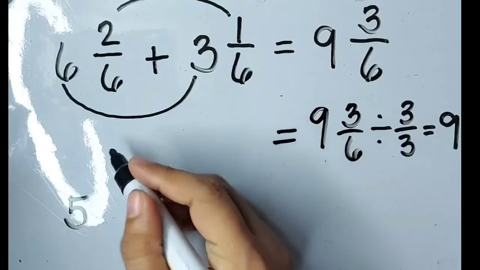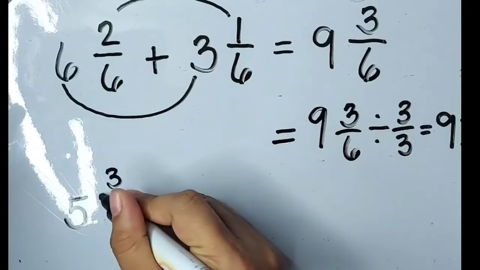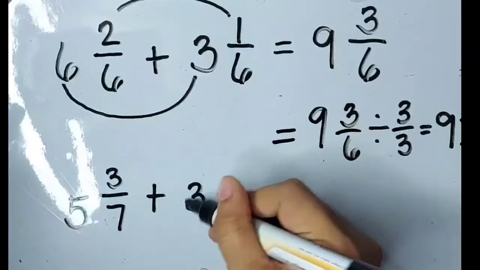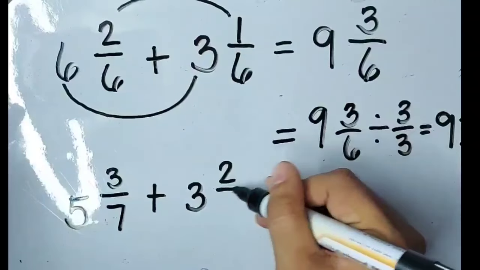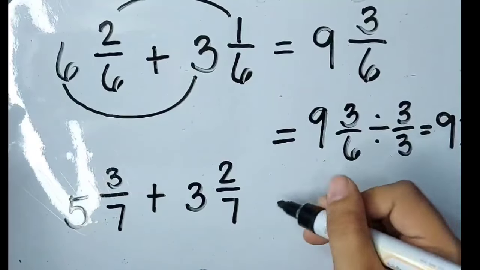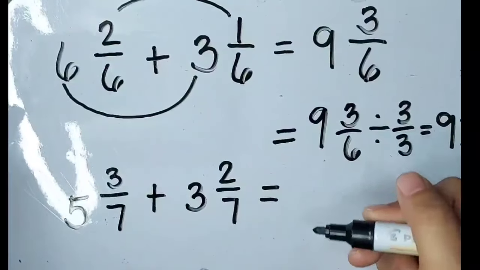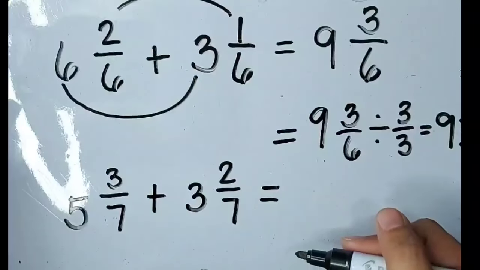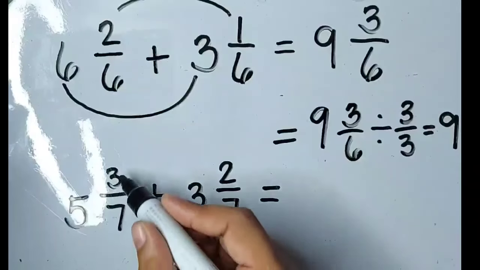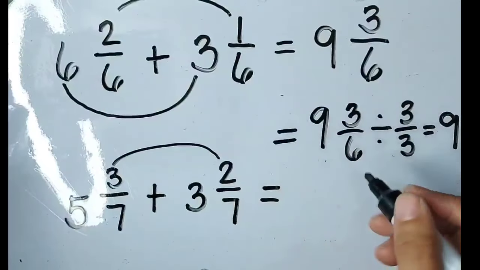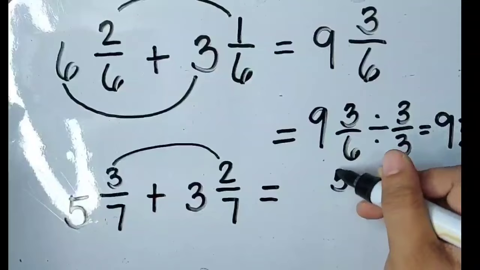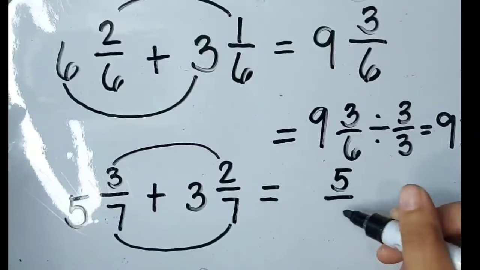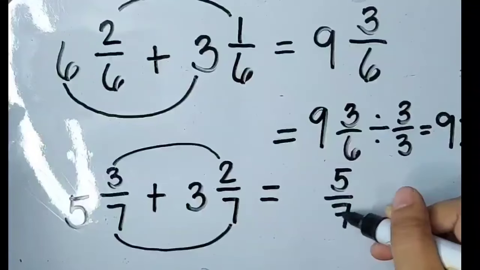5 and 3 over 7 plus 3 and 2 over 7. Let's add the similar fractions first and then the whole numbers. So let's have 3 plus 2 is equal to 5. Since we have a common denominator, let's just copy 7.